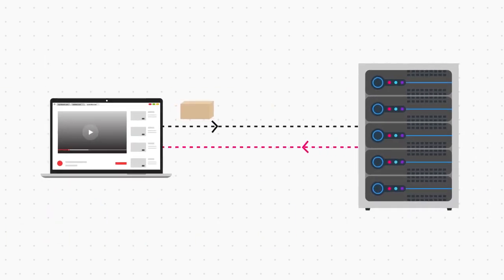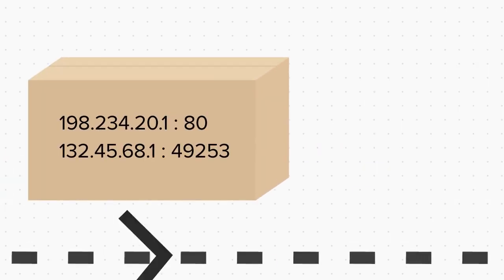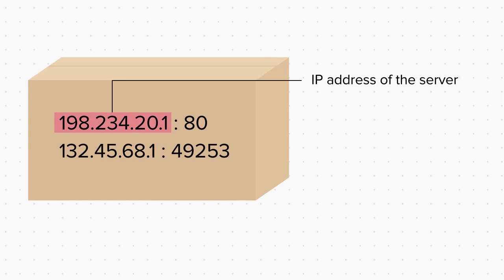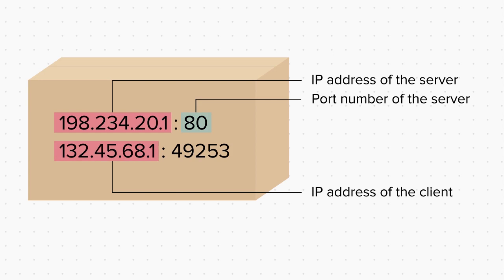So let's say a data packet is traveling from the client to the server. Now this packet will essentially contain 4 pieces of information. It has the IP address of the server. It has the port number of the server. These 2 pieces of information are given so that the packet is delivered at the right place. Then it has the IP address of the client and it has the port number of the client. These 2 pieces of information are given so that the server can use them to send back the response.